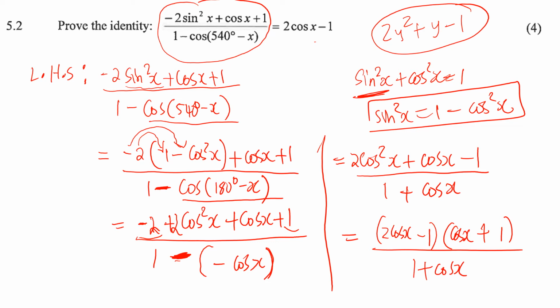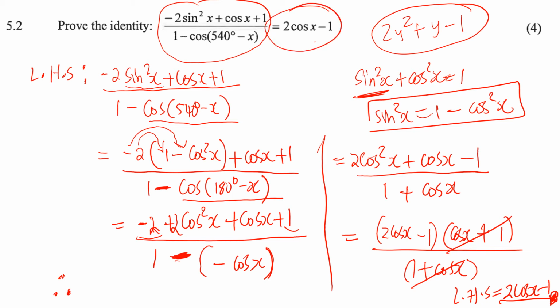We have like terms on the numerator and the denominator. We can cancel out cos x plus 1 and 1 plus cos x. Then our left hand side will be equal to what? 2 cos x minus 1. All right, so now we can finally conclude that even the right hand side is 2 cos x minus 1. So this means that our left hand side is equal to the right hand side. Then we have proven.